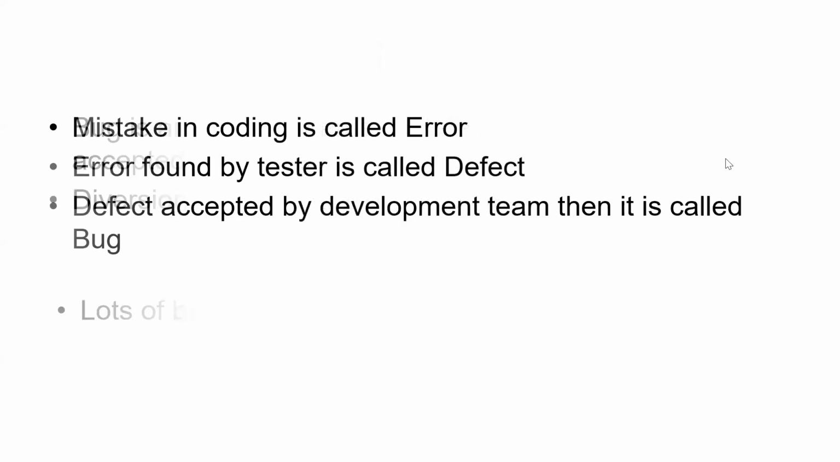So this is what the actual thing is. A mistake in coding, done by the developer, is called an error, and this error, when found by the tester, is called a defect. The defect accepted by the development team is called a bug. And if the bugs are identified in a real-time environment by the users, the system is a failure. So this is just about what a defect, error, and everything is.